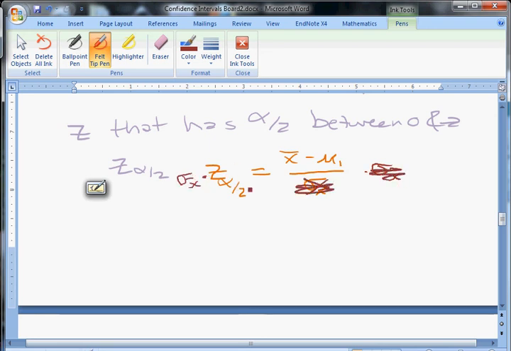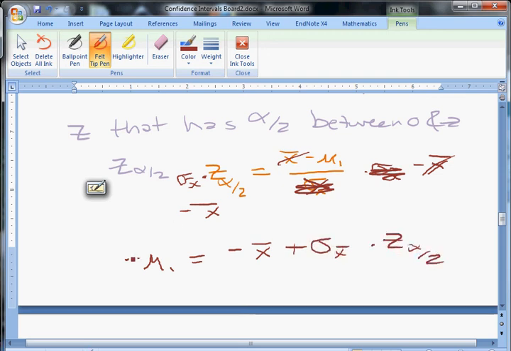The next thing you do is you subtract x bar from each side so that these cancel out. And then you're left with negative mu1 equals negative x bar plus sigma x bar times z alpha over 2. You fix the signs, plus, plus, minus, and you get mu1 equals x bar minus z alpha over 2 sigma x bar. Okay? It doesn't matter what those values are.